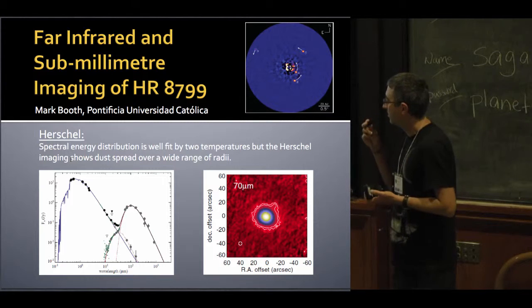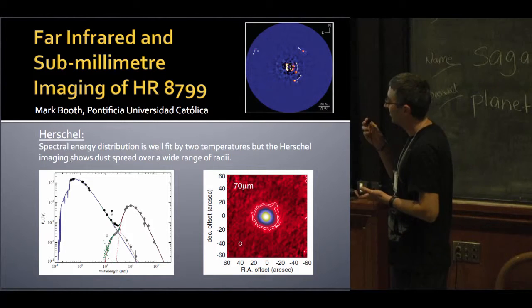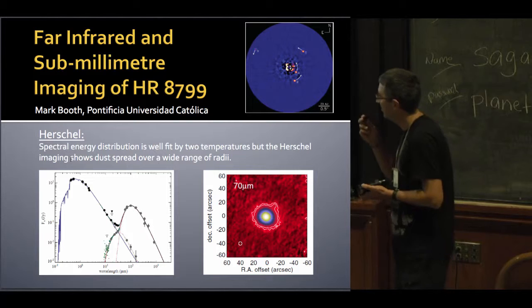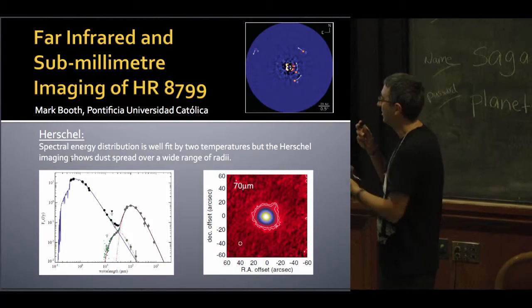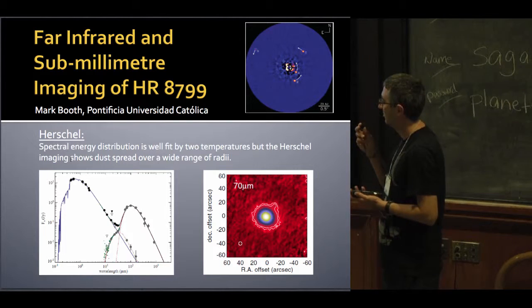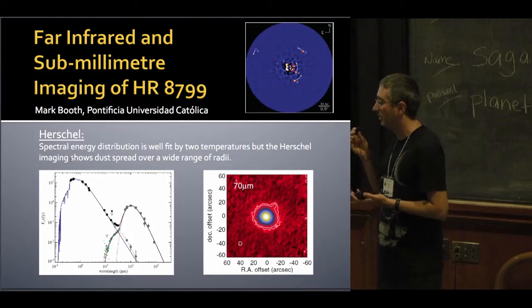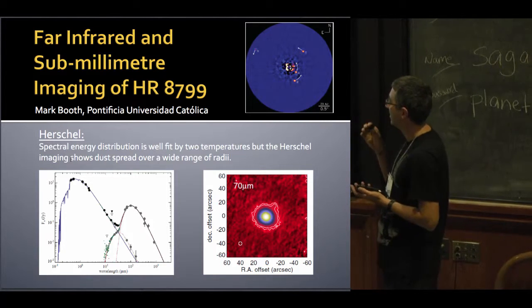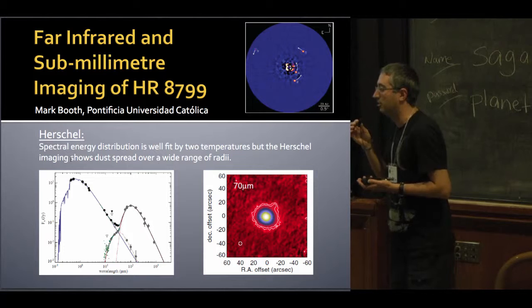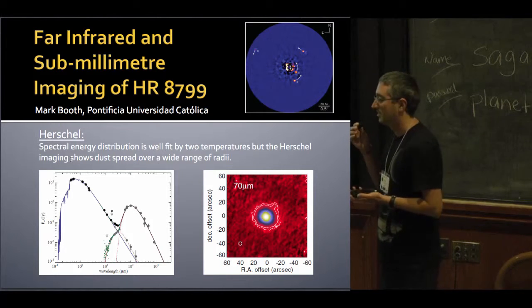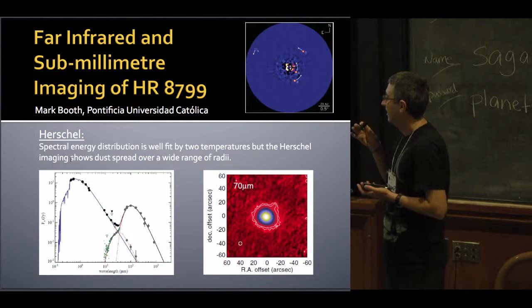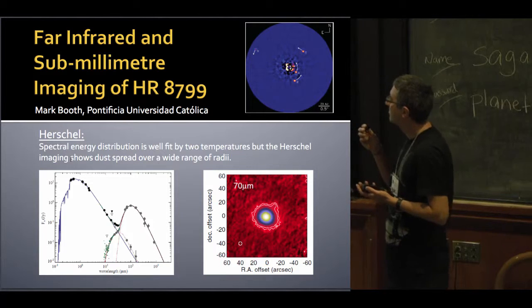So we had a paper out earlier this year led by Brenda Matthews on the Herschel data. What I think is one of the most interesting things to come from this paper is that when you look at the spectral energy distribution, that can be easily fit by just a two-temperature model. But clearly when you look at the images, there's dust going all the way out to 2000 AU. And so this suggests a wide planetesimal belt of about 200 AU and then a halo of blowout grains.